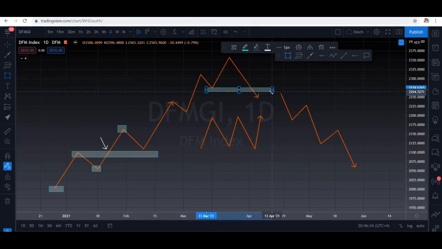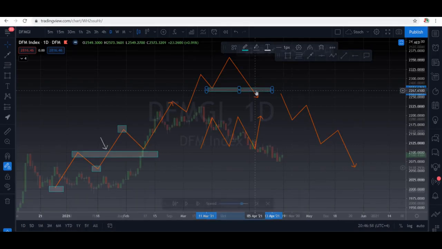Let me mark this area. This is the place where you have to exit your trade if you have entered here or even here. As you can see, it has cleared the previous swing high and also the previous swing low, and we can see a clear-cut close below the support area. I hope this concept is clear, guys. Let's move to the live charts now.